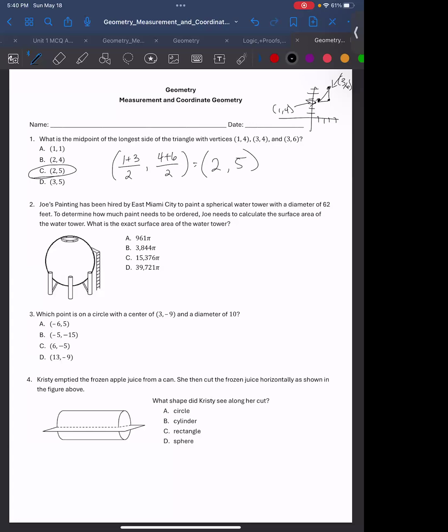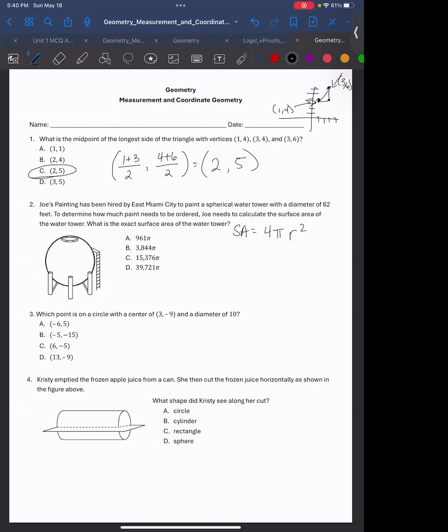Joe's Painting has been hired by East Miami City to paint a spherical water tower with a diameter of 62 feet. To determine how much paint needs to be ordered, Joe needs to calculate the surface area of the water tower. What is the exact surface area of the water tower? So once again, we would want to look at our reference sheet. Now, this is a sphere. So I go down to the second page of my reference sheet where all my formulas are. And the last thing they have there is sphere. And the surface area is 4 pi r squared.